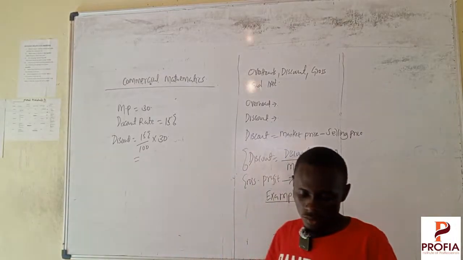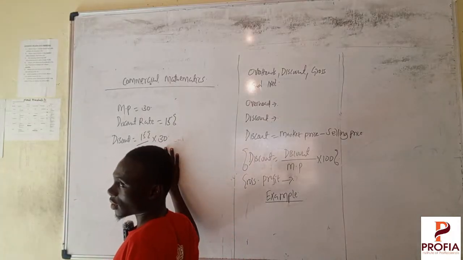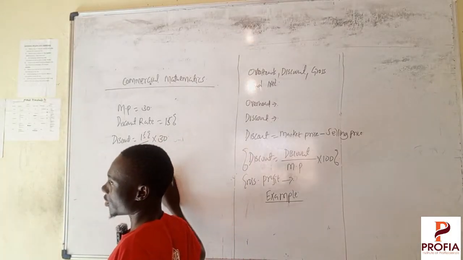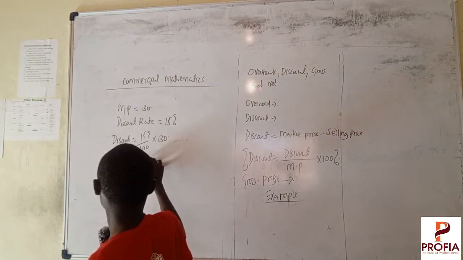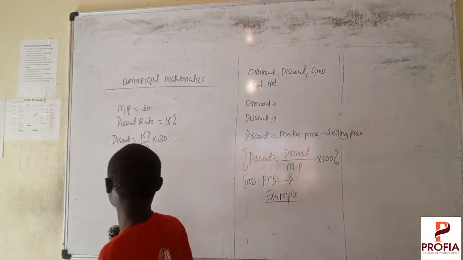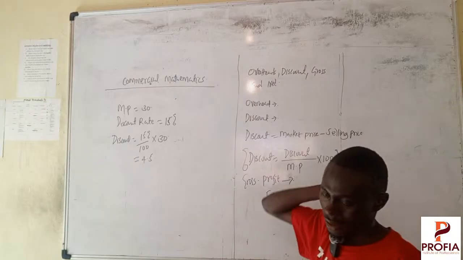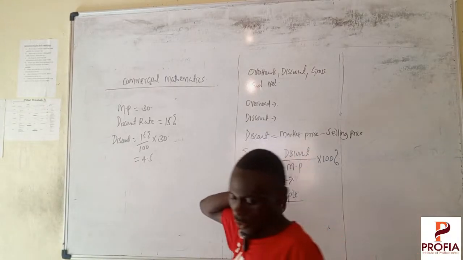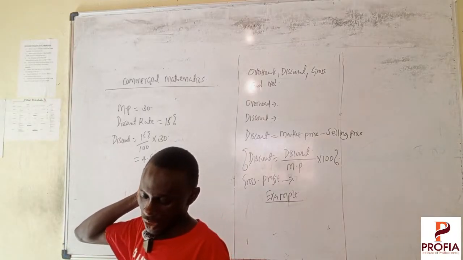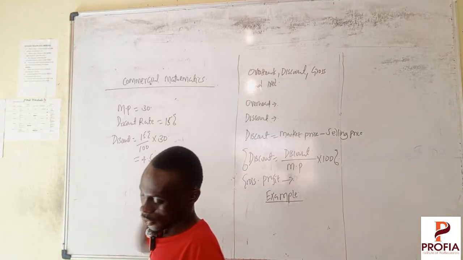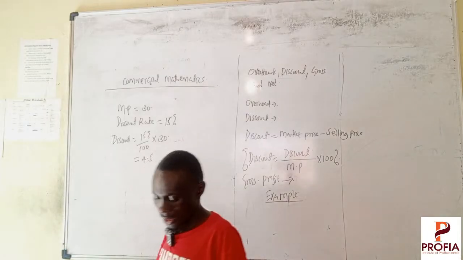What are you getting? 0.15 of that is 4.5. So this is the discount. 4.5 is the discount. And remember, the question is very clear. They want you to find the discount allowed, which is 4.5, and also its selling price.